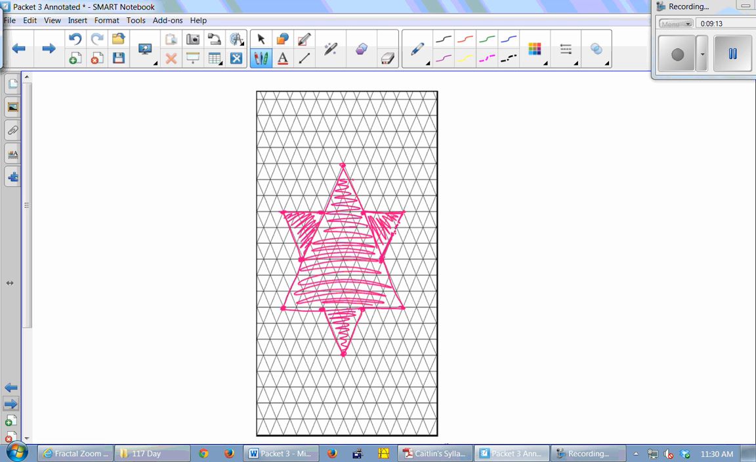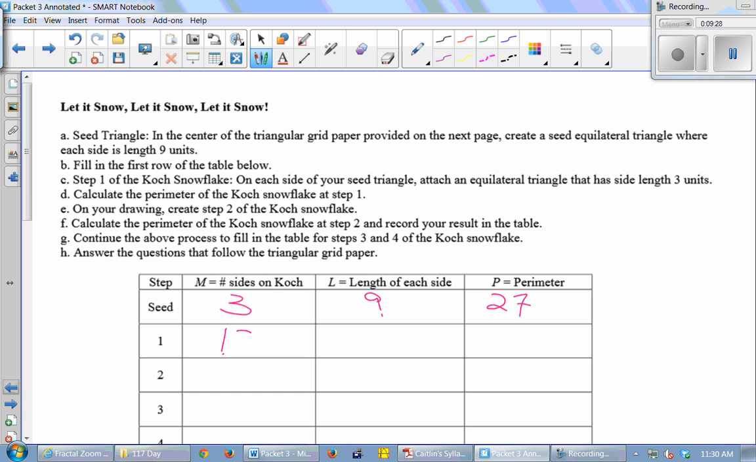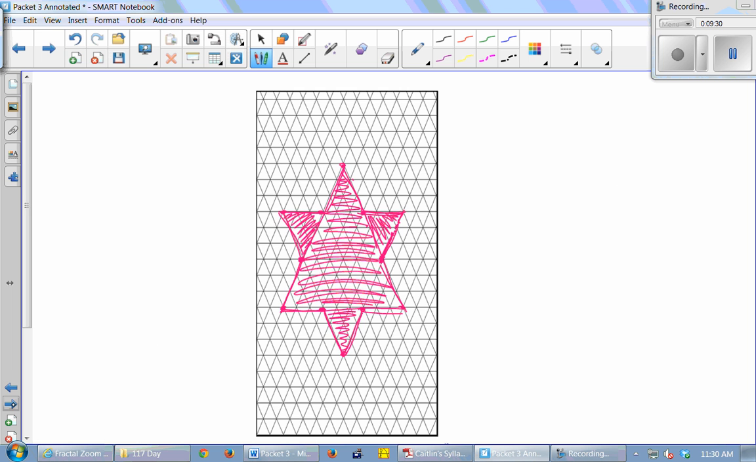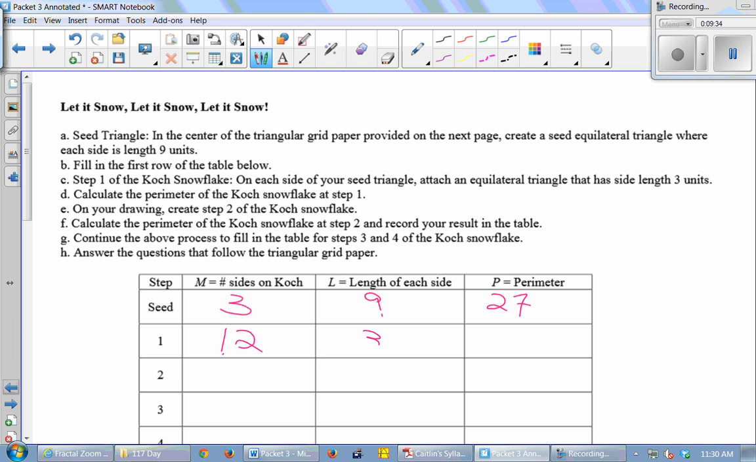So I put on my 3 triangles, and I want to count the number of sides. 1, 2, 3, 4, 5, 6, 7, 8, 9, 10, 11, 12 sides. What's the length of each side in step 1? 3. And then your perimeter, you have 12 sides. Each one has length 3, so your perimeter is 12 times 3, or 36.